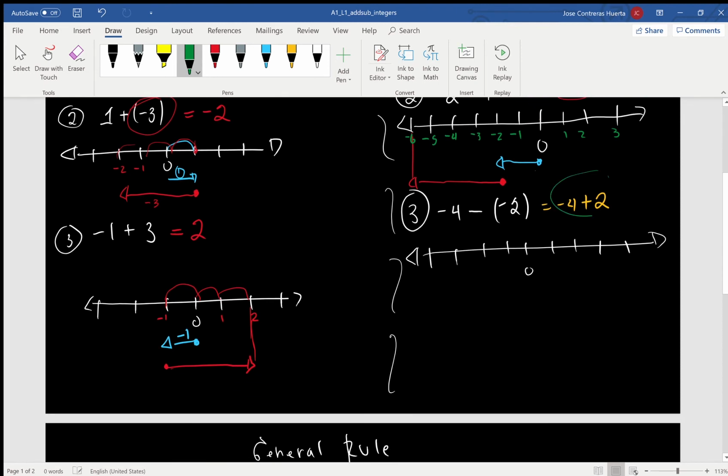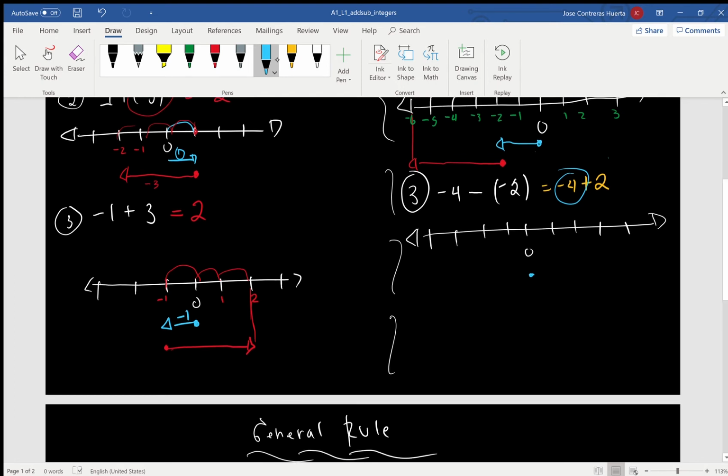And now for my last one, I have -4 plus 2. So what do I do? Try by yourself. What do you do first? You go ahead and put a dot at 0. Ask yourself, do I move to the left or do I move to the right? If you said to the left, you are correct because it's -4. Remember, negative means that I go to the left, a distance of 4 units.